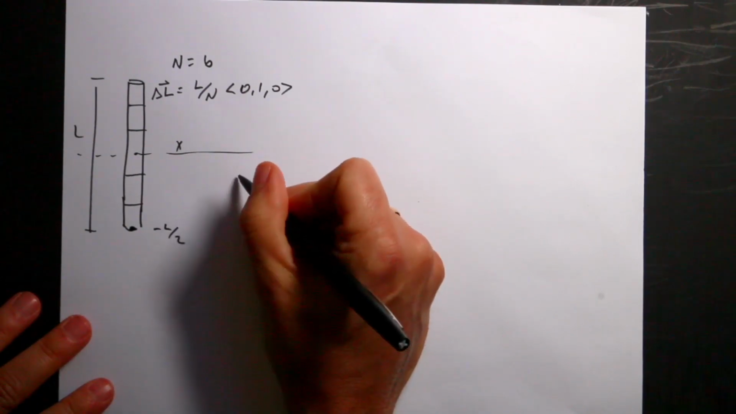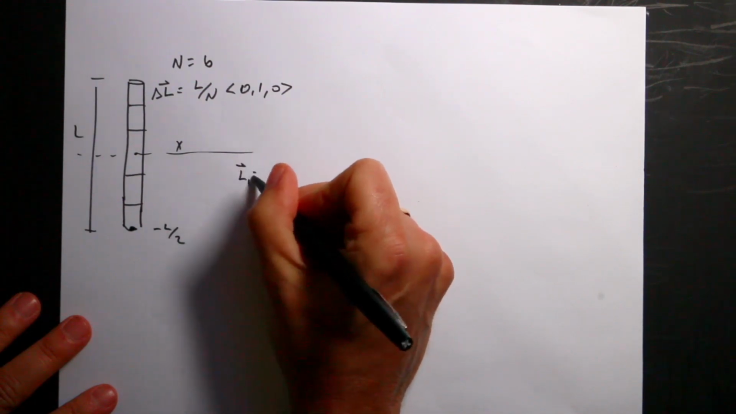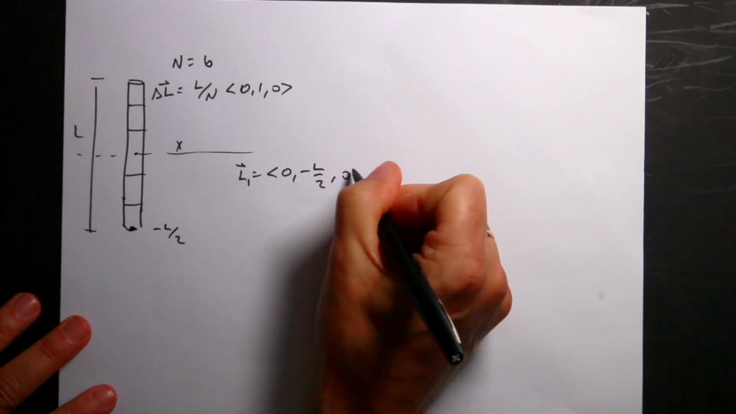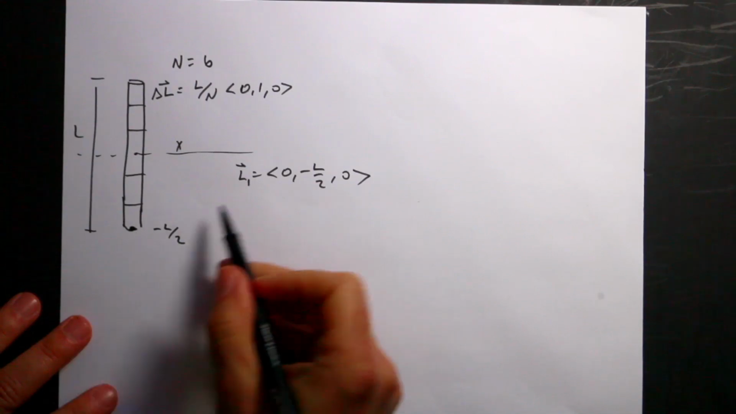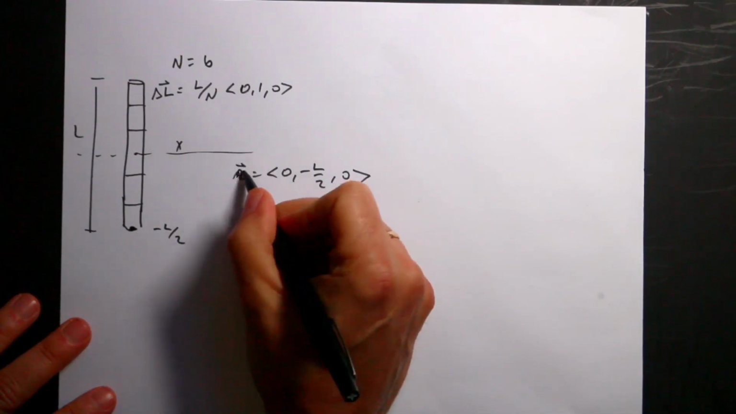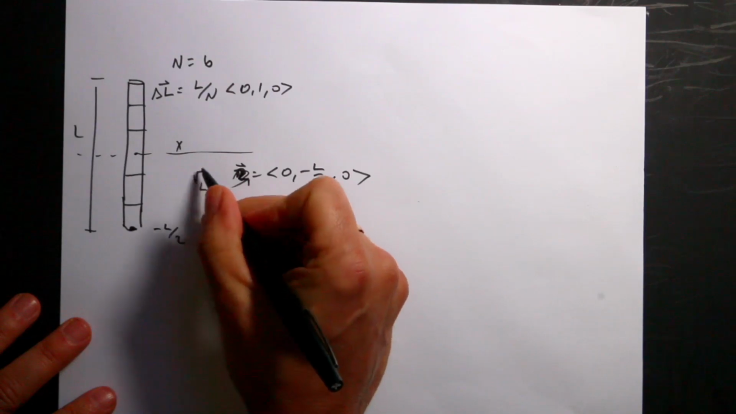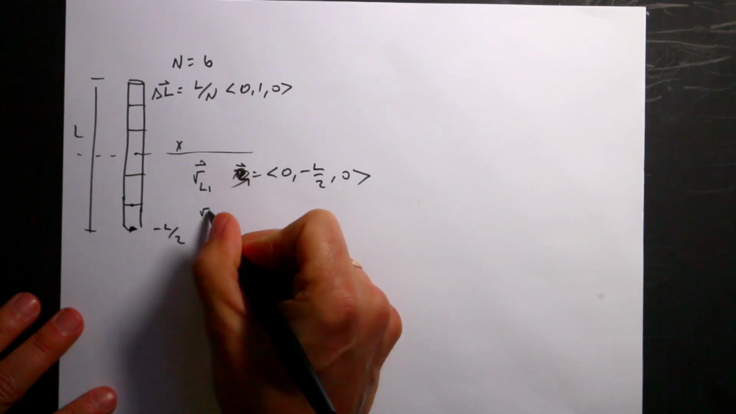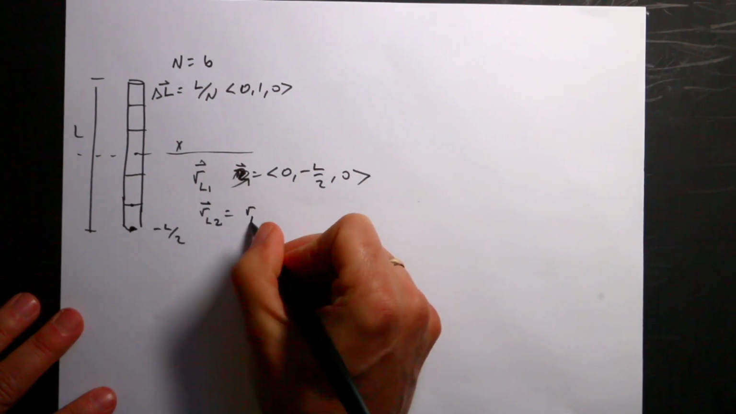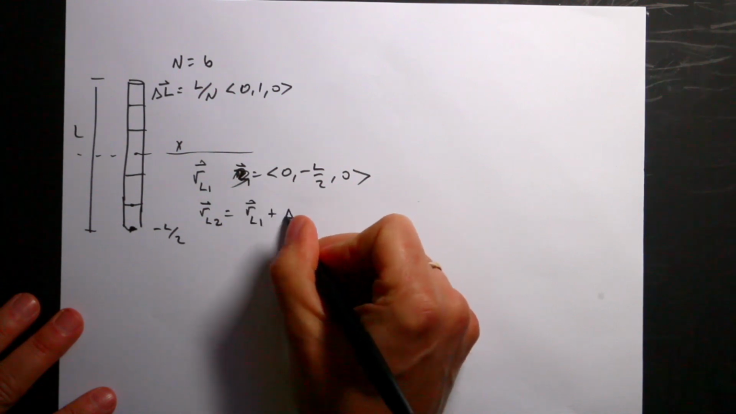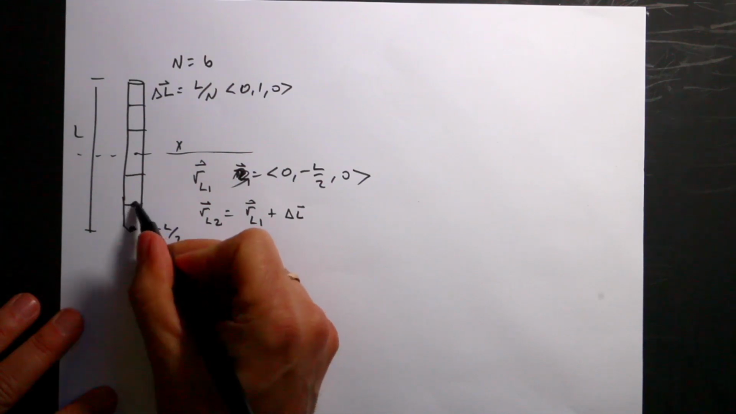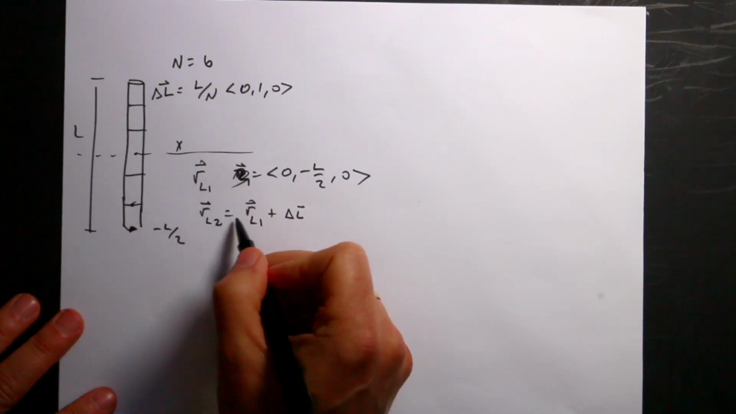That's my starting piece. So let's say L1, the first piece, is at 0, negative L over 2, 0. Now how do I find the next piece? That's the location of it. That's RL1 if I use my notation from before. So that's that location. Where's the next piece right here? RL2 is RL1, the old position, plus delta L. Right? Because if I take this and I add that delta L right there, I'll be right there. So I can find the location of each piece.